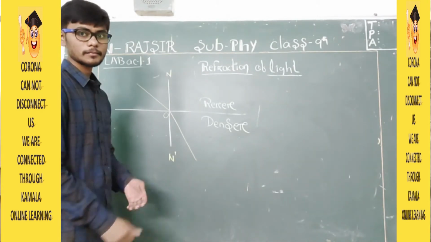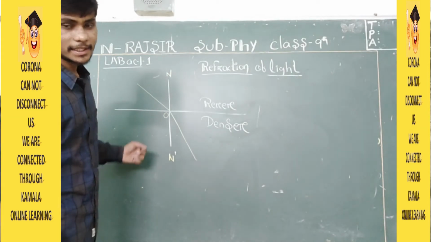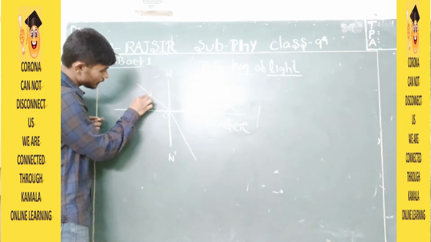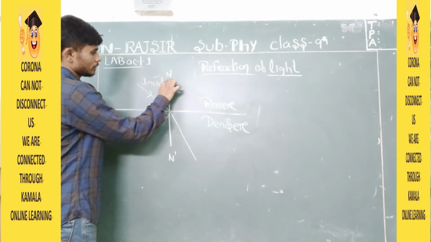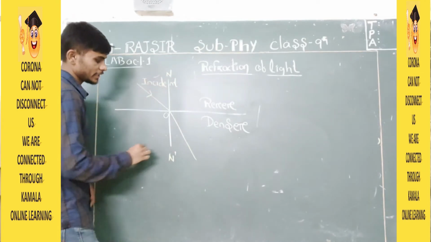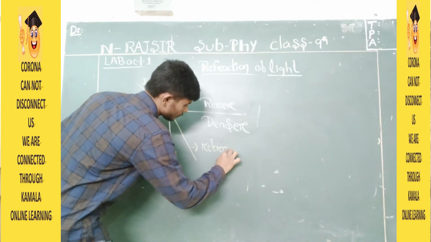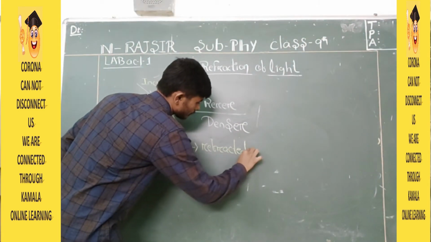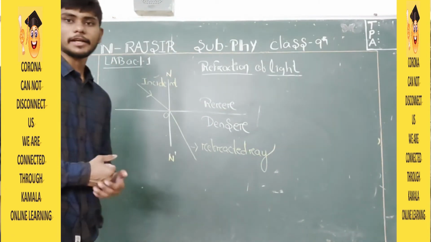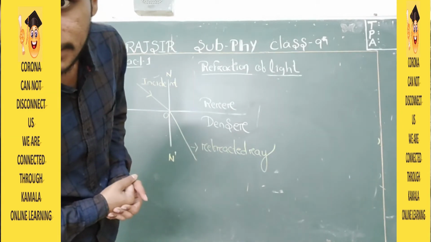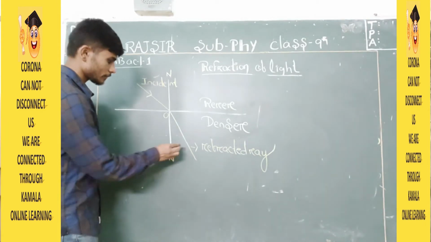Please look here. What exactly is this ray? Here this ray is called the incident ray, and this is called the refracted ray. I hope you all can see this. Yes, it is clear. This is the incident ray, this is the refracted ray.